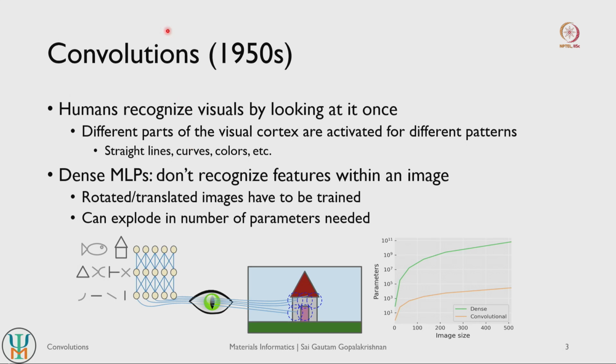Okay. So what are convolutions? Convolutions as a mathematical idea have been known for a while, since the 1950s or so, and the best way to understand convolutions is by understanding how human vision basically works. If you look at, let us say, an image of a house, we recognize this as a house the very first time we see it. In other words, we do not need to see this house 10 times to recognize that it is a house, we only need to see it once.